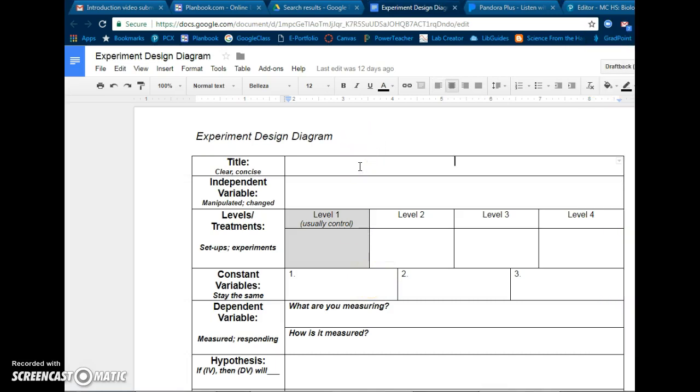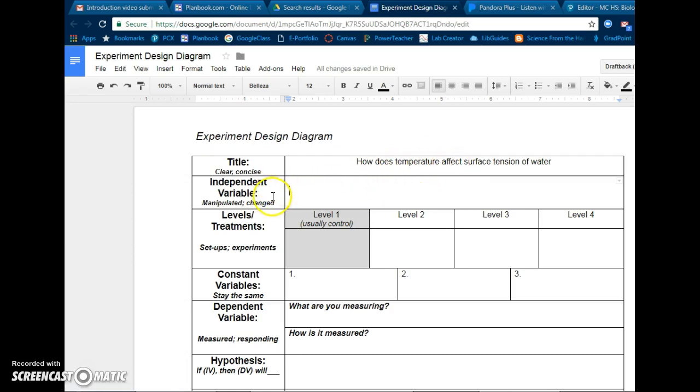Alright, so for example, I've had some people say that they were going to measure how does temperature affect surface tension of water? Okay, and so in your title, you would obviously have the dependent and independent variables.